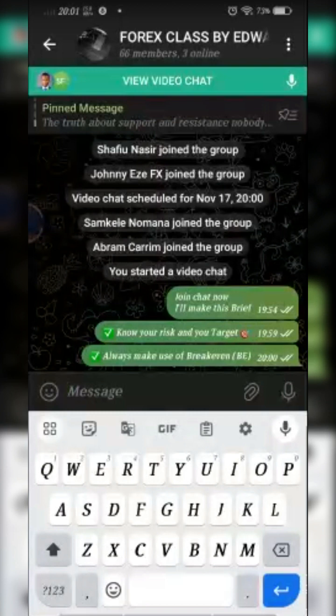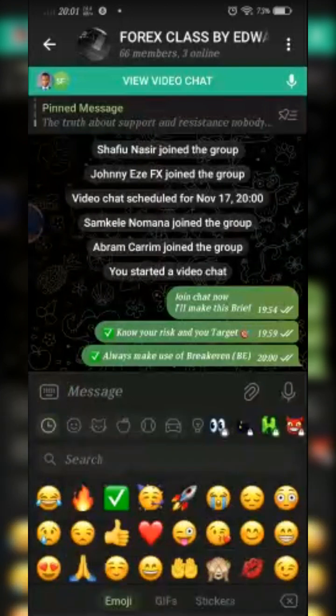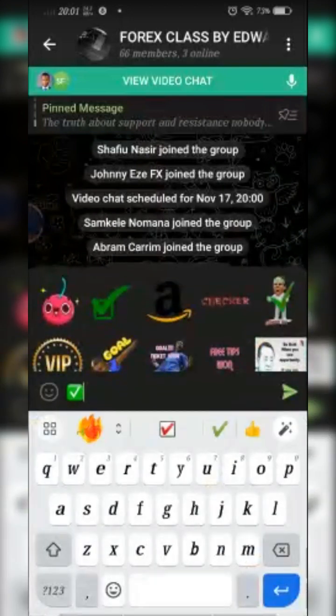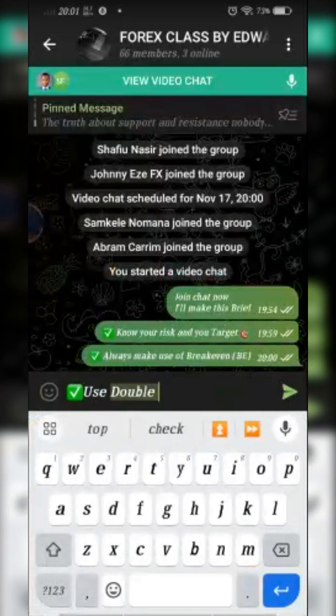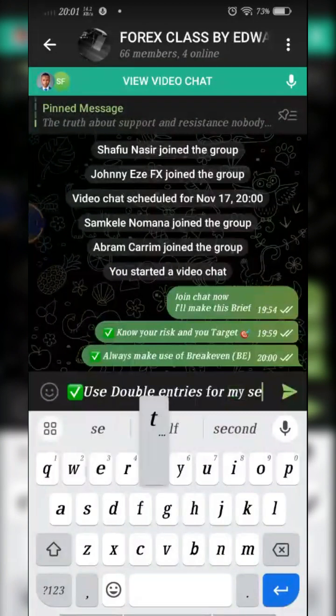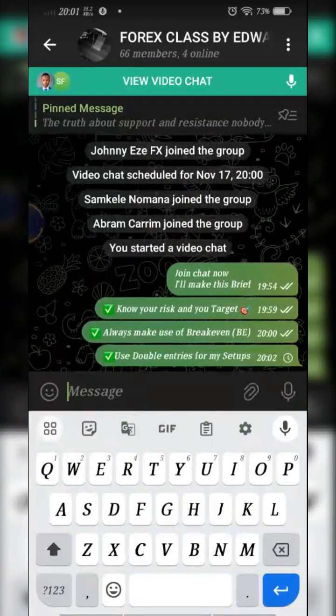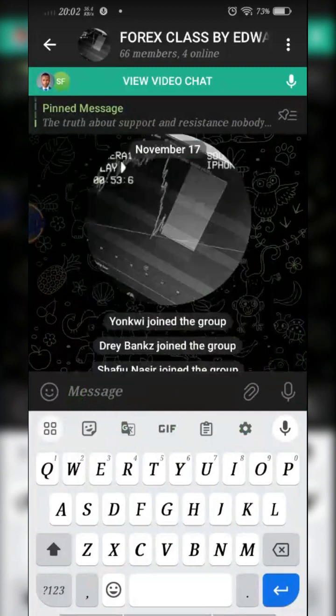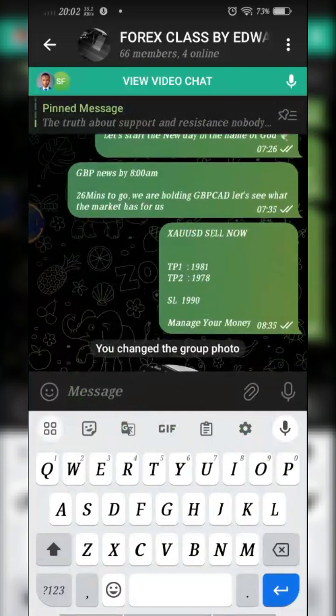The number three tip I have for you guys is use double entries on my setups. This probably needs you to have good funds in your account. Now let's say we have this setup here. From the point I told you guys to sell gold from here, I think gold was around 1986. Yes, I think 1986.